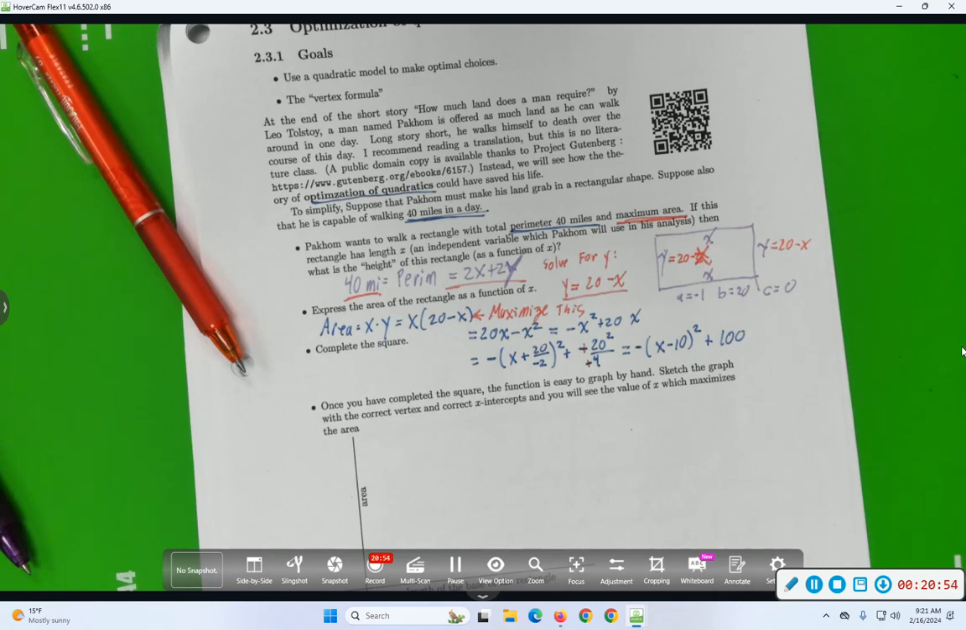Yeah, so you'd start with an upward opening parabola. And then because of the minus sign, you'd flip it upside down. And then you'll shift it 10 to the right and 100 up. So it'll be a downward opening parabola whose vertex is at 10, 100. Nice.